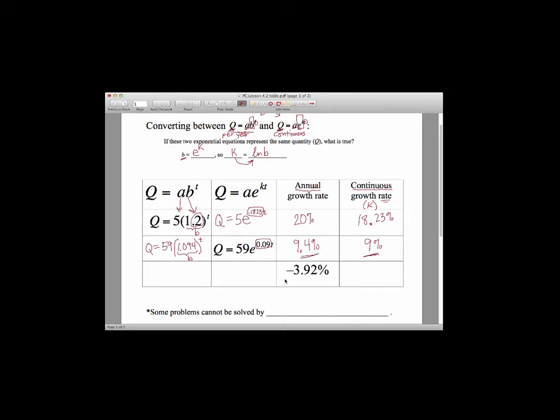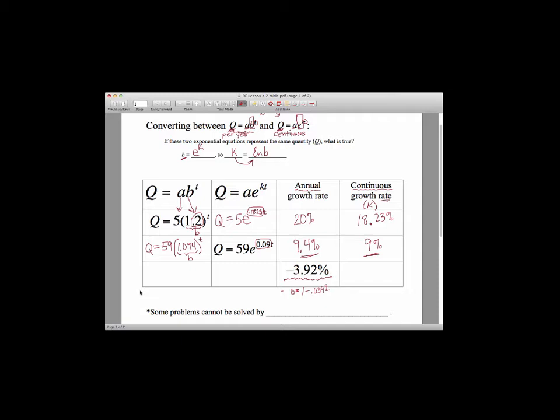And then finally, if all you're given is the annual growth rate, and actually I guess it's a decay rate technically because it's negative, then the first thing we have to figure out is the b. And so if it's going down by 3.92%, to find the b, we will have to take 100%, and subtract 3.92%. That's how we find what b is equal to. So b will be equal to 100% minus this decay rate.